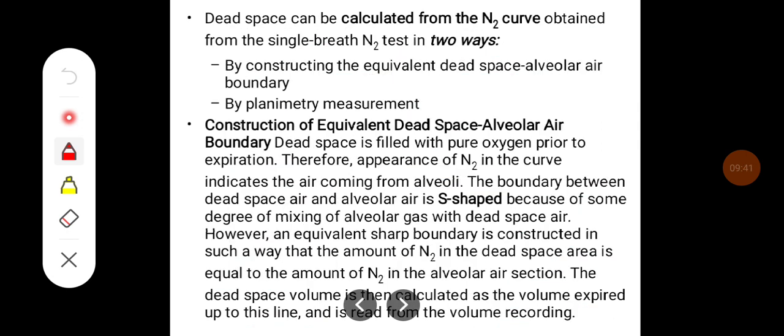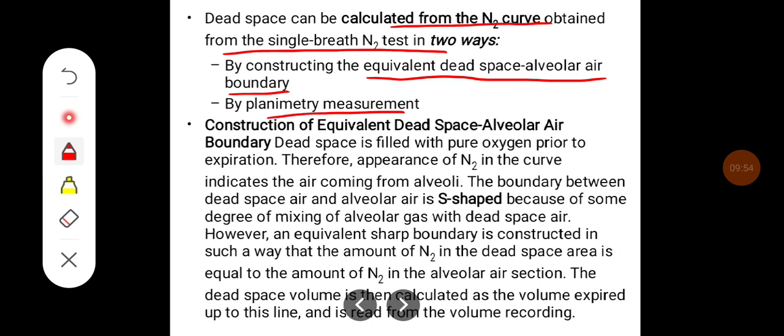The dead space can be calculated from a nitrogen curve obtained from the single breath nitrogen test in two ways: by constructing the equivalent dead space alveolar air boundary and by planimetry measurement. Construction of equivalent dead space alveolar boundary: dead space is filled with pure oxygen prior to expiration. Therefore, the appearance of nitrogen in the curve indicates the air coming from alveoli.